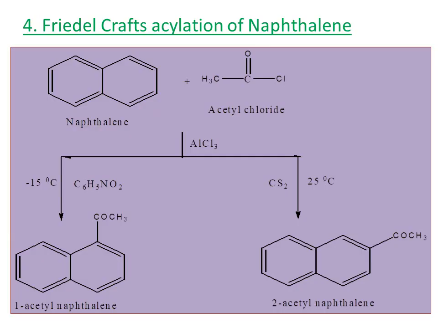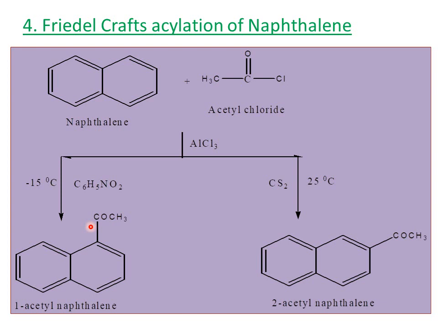And the next one is Friedel-Crafts acylation. In Friedel-Crafts acylation, we use acetyl chloride and a Lewis acid as catalyst. The temperature and the type of solvent also make a difference in the formation of the product. Suppose the acylation occurs at -15 degrees with the use of C6H5NO2, nitrobenzene, and we get alpha-acetyl naphthalene, or simply 1-acetyl naphthalene.